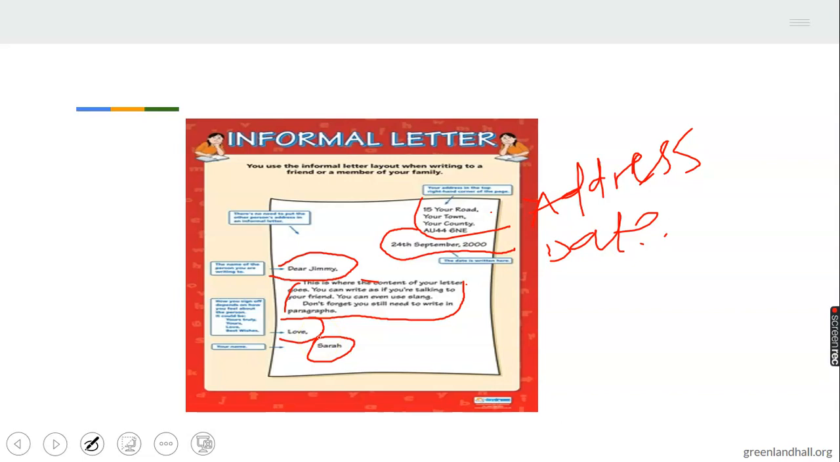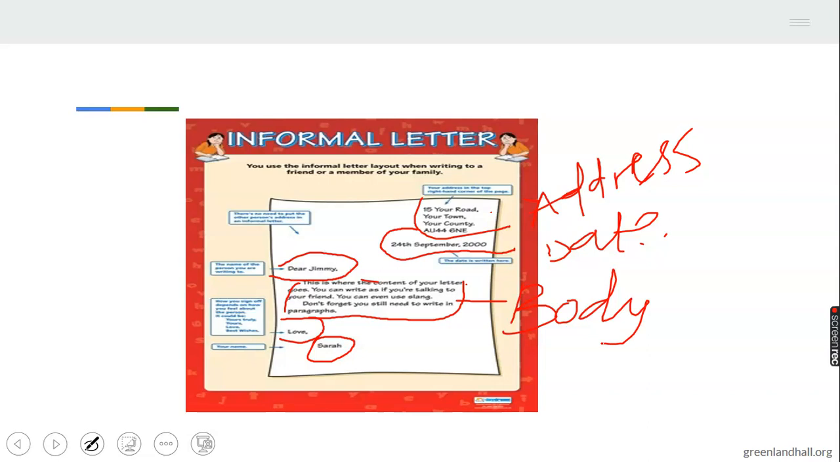There must be the address, the date, then there must be the salutation, then the body, the main message. This is the main message. It is also called the body. What you want to talk about. Okay, that's the body. Then we have the conclusion, and then you put your name.